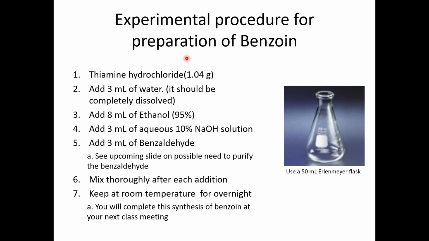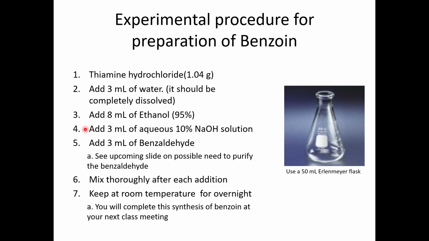So for the procedure, we're going to use thiamine hydrochloride, around 1.04 grams. Then we're going to add 3 ml of water. We need to make sure that this is completely dissolved before keeping going. And then we're going to add 8 ml of 90% ethanol. This is also the solvent of this reaction. Water plus ethanol, they are the solvent. You need to be aware of that.